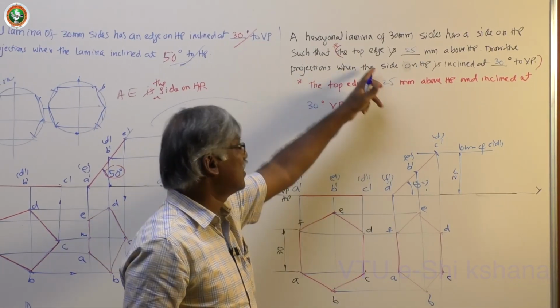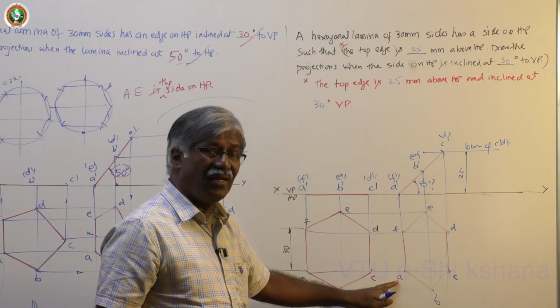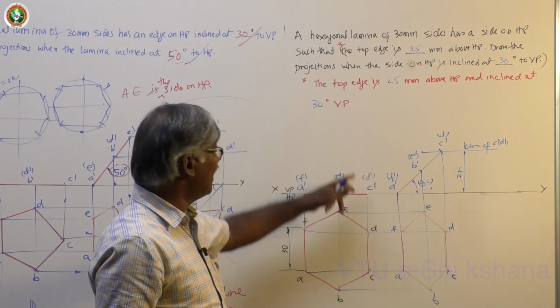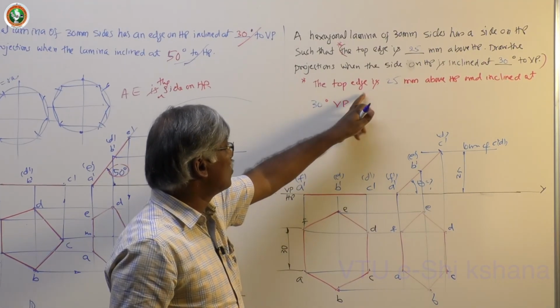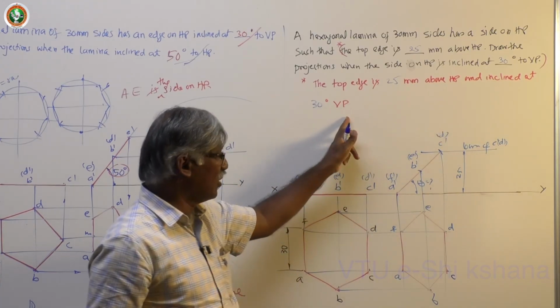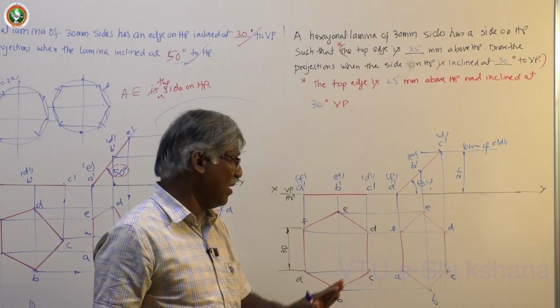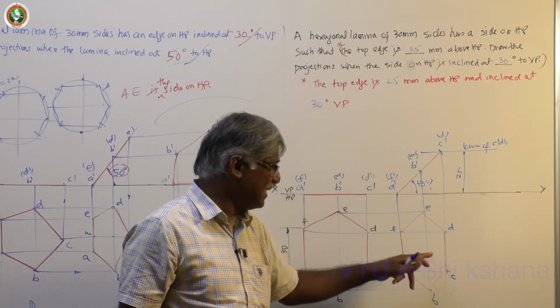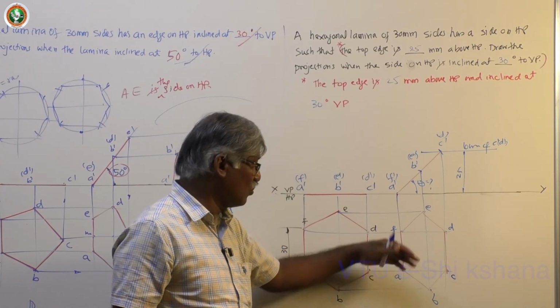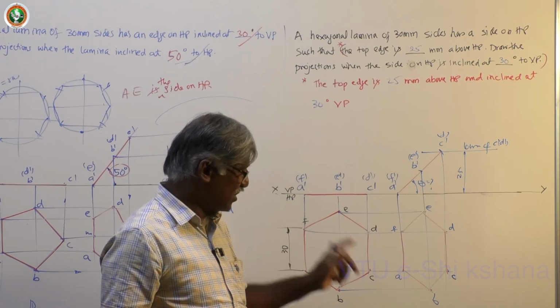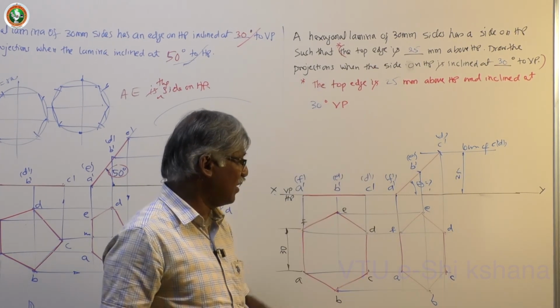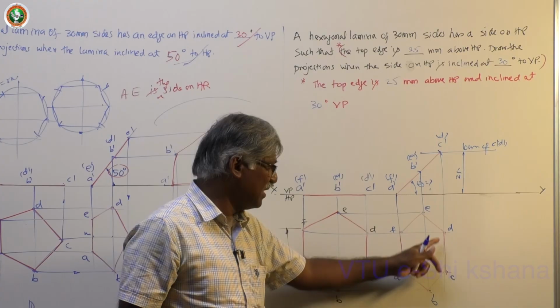If you are given this version, you must dimension to AF. Suppose the other version is 25 degrees above HP and inclined at 30 degrees to VP, you should consider this. Both are the same, the inclination will be the same, but you should dimension to CD, not to AF. At the same time, you should not take any other side. You must stick to AF for the first version, and you must stick to CD in the second.